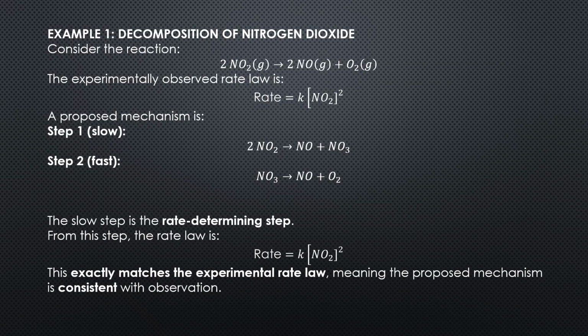Slow. Two nitrogen dioxide molecules react to form nitric oxide and nitrogen trioxide. Step 2. Fast. Nitrogen trioxide decomposes to form nitric oxide and oxygen. The slow step is the rate-determining step. From this step, the rate is proportional to the concentration of nitrogen dioxide squared. This exactly matches the experimental rate law, meaning the proposed mechanism is consistent with observation.